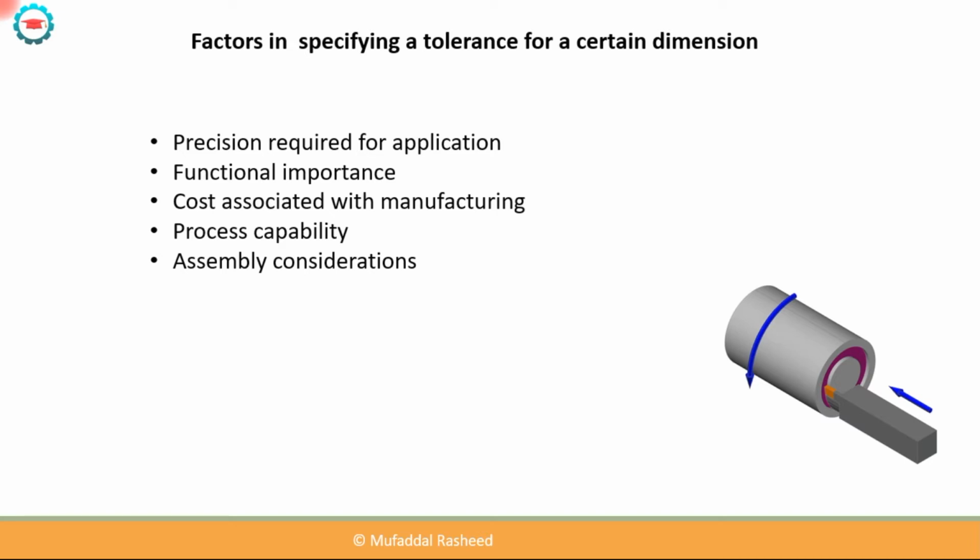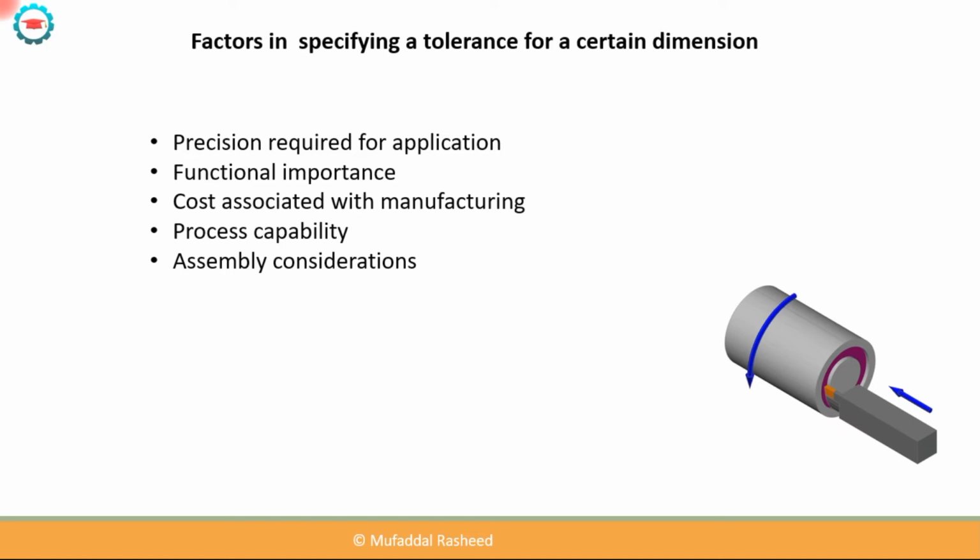For example, if we are designing machines which are required for measurements or inspection, then you would need very fine tolerances, which are maybe to the level of gauge tolerance. So depending on the application, this precision will change and the tolerance levels also will change.